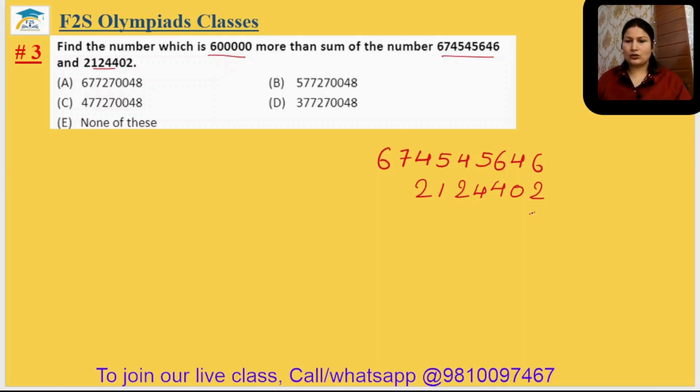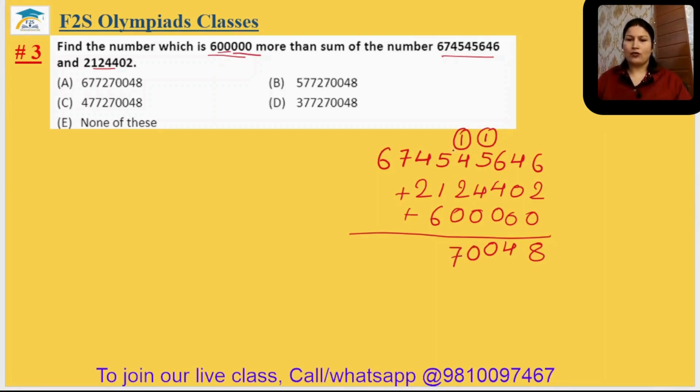So write 5 zeros, 1, 2, 3, 4, 5. 5 zeros are there, 3 and then 2. Okay, and then write 6 and add all three numbers. You will find the answer. 6 plus 2 is 8, 4 plus 0 is 4, 6 plus 4 is 10, carry 1, 4 plus 1 is 5, plus 5 is 10, carry 1, 4 plus 2 is 6, plus 1 is 7, 5 plus 1 is 6, plus 6 is 12, carry 1, 4 plus 1 is 5, plus 2 is 7, 7 and 6. So the answer is 677270048. This is option A. The third answer is option A.